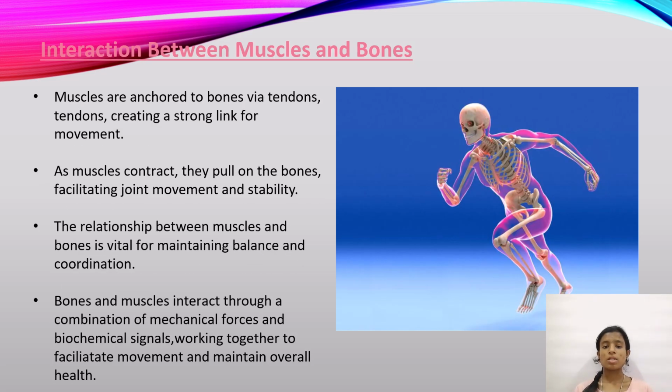Interaction between muscles and bones. Muscles are anchored to bones via tendons, creating a strong link for movement. As muscles contract, they pull on the bones, facilitating joint movement and stability. The relationship between muscles and bones is vital for maintaining balance and coordination.